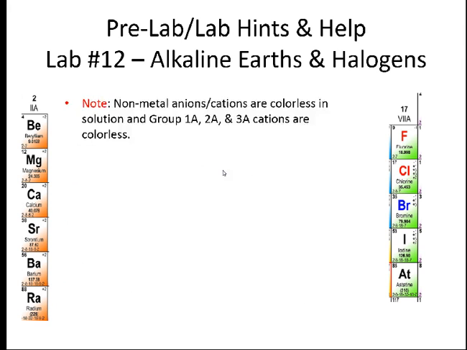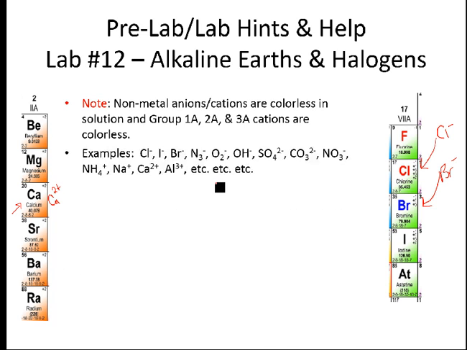One thing you should keep in mind is non-metal ions are colorless. Let's see if we can find some here. All of these, if they were to form ions like chloride or bromide, would be colorless. All of these cations, when they form Ca2+, that is colorless. There's a bunch of other anions: nitride, oxide, hydroxide, sulfate, carbonate, nitrate, and ammonium. These are all colorless. Ions in general are colorless.